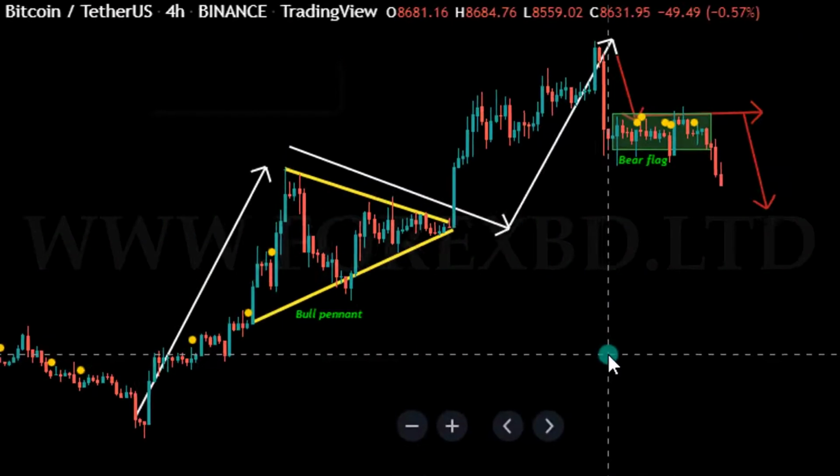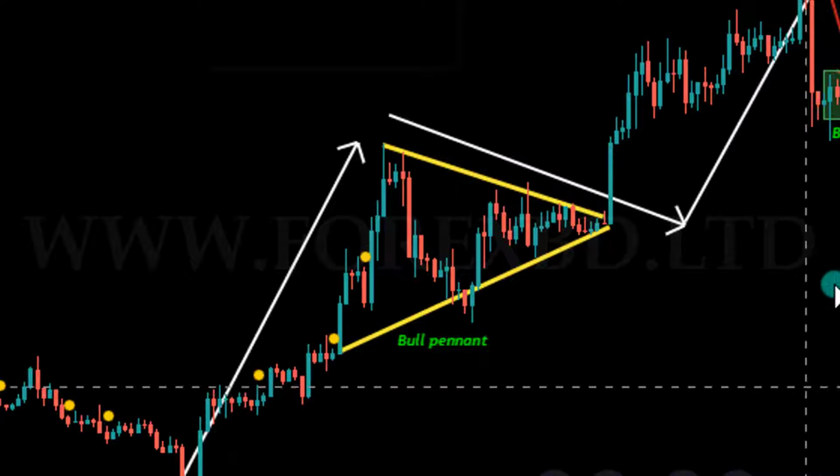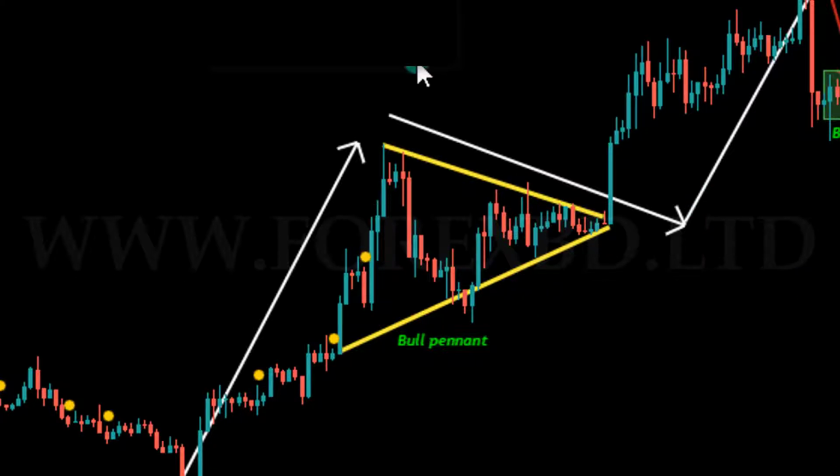Pennant pattern is one of the most popular patterns in the breakout strategies. Surely you all know what a breakout strategy is. We have uploaded some videos on this subject. We have already discussed a few patterns there, so be sure to watch those videos. So today's pattern is the pennant pattern. You can see what it looks like on the screen.